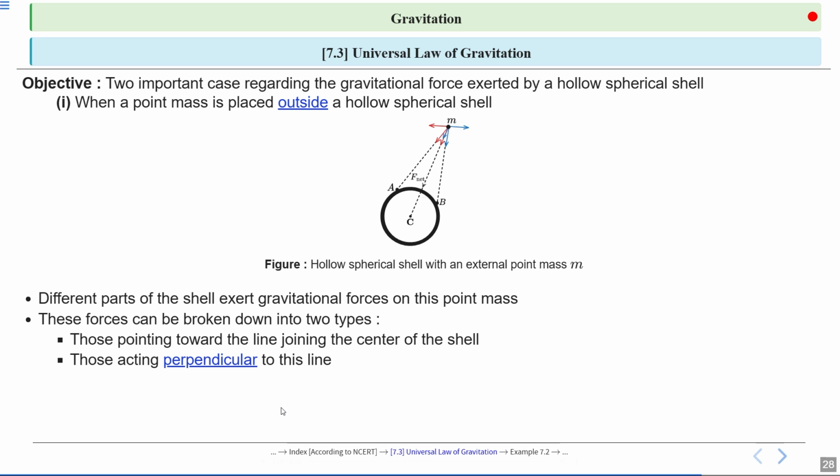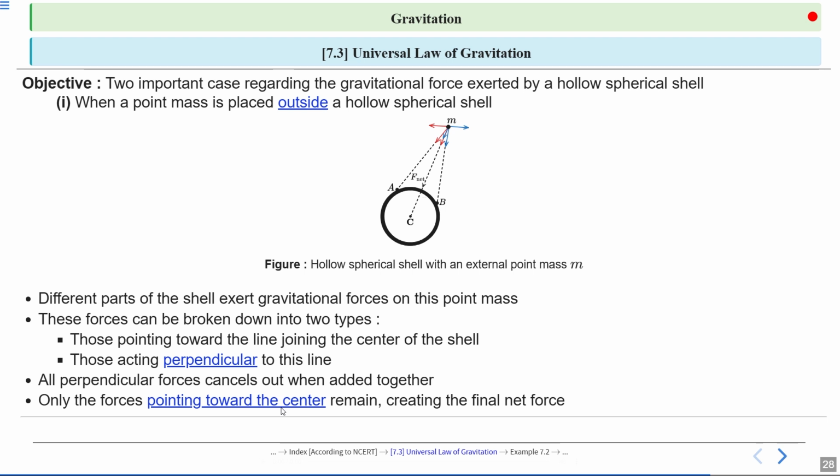All forces that act perpendicular to the line cancel each other out when summed together. This cancellation is a key concept because it simplifies the analysis of the net gravitational force on the point mass. All perpendicular forces cancel out when added together. So when a point mass is outside a hollow spherical shell, the net gravitational force it experiences is directed toward the center of the shell. Only the forces pointing toward the center remain, creating the final net force.